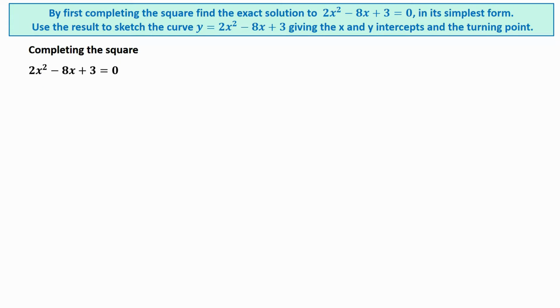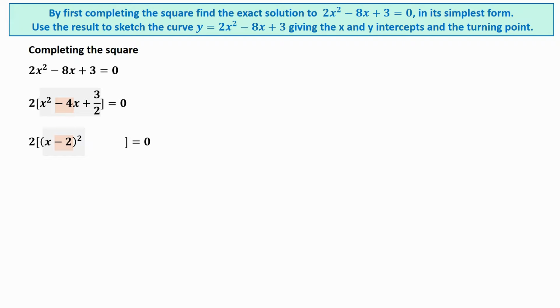To complete the square, we need the coefficient of the term x squared to be 1. Since the coefficient of x squared is 2, we factorise the left-hand side of the equation by taking a 2 outside a bracket. From now on, we will concentrate on the contents of this bracket. Note the last term is left as a fraction.